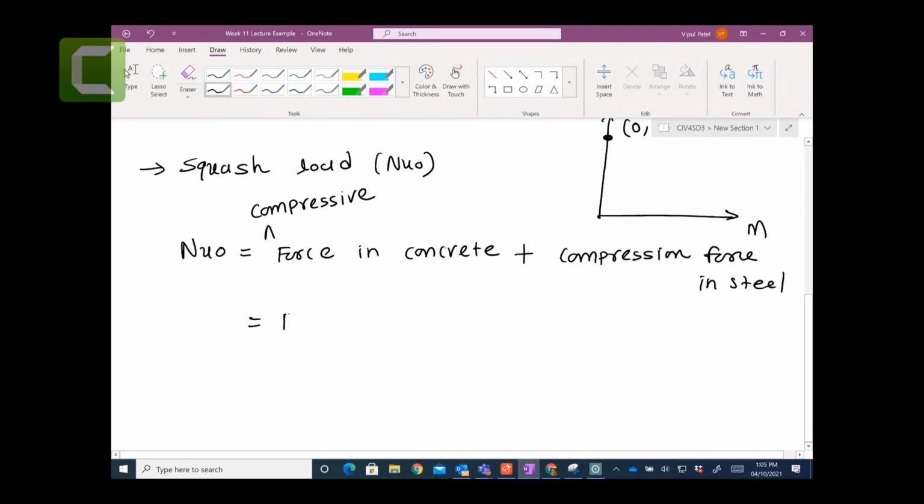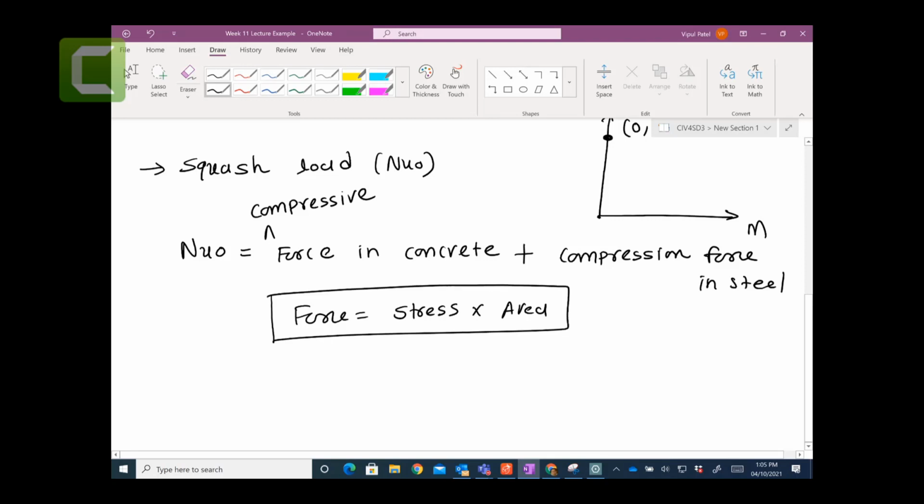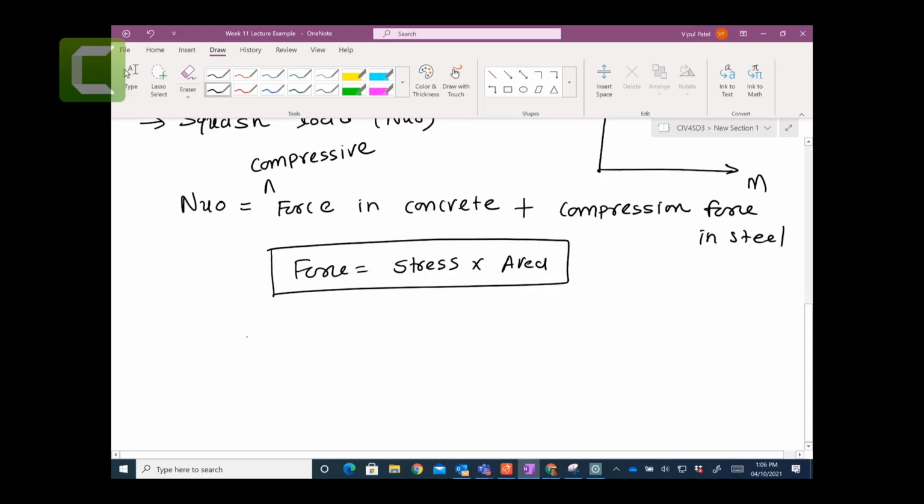So if I want to calculate the force, by the way, the force is equal to stress times area. That's a simple equation that we know from our first year. So what is the stress in concrete? The stress in concrete is alpha 1 FC dash, times the area of the concrete, plus the stress in the steel, because it's at yield strength.